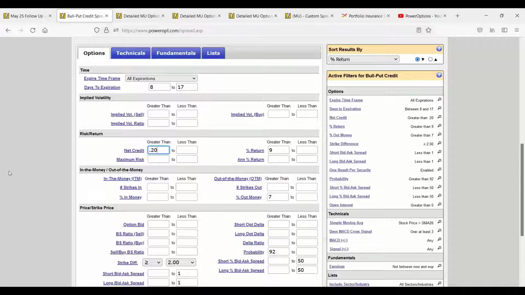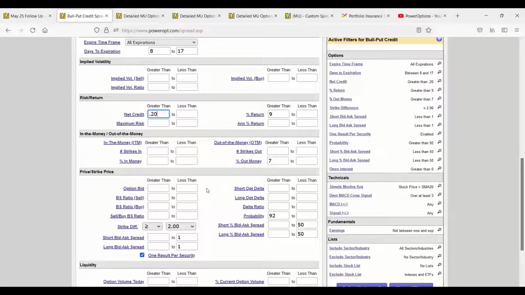Because a lot of times you might just put in a new criteria that you want to see for a specific delta, specific probability, specific volume or open interest. You already have 15 to 20 default criteria in here. You put yours in, you run the search, you get no results. Now you got to go back and try to change all the default criteria.